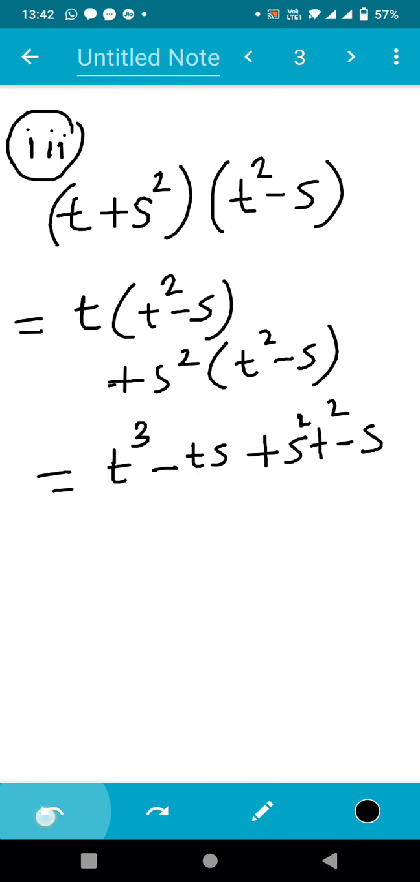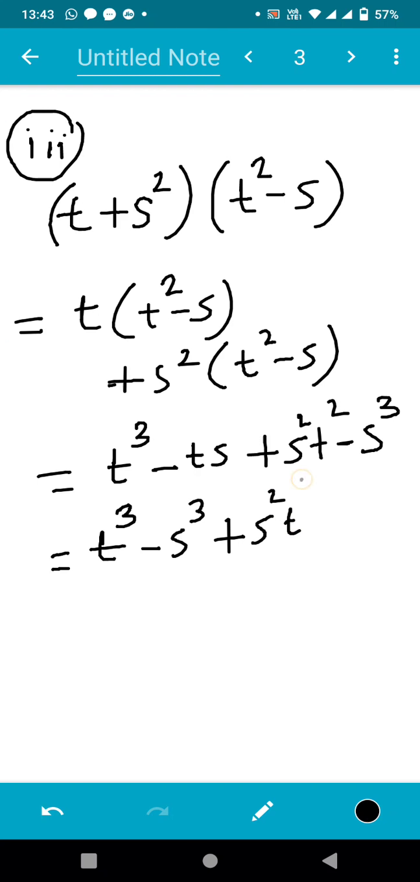Now you can give the answer in a different way also, that is, keep the exponential values in descending order, that is t cube. Then you can write s cube, because they have the highest exponential value in this expression. And then which comes next? This s squared t squared, and then you can write ts. So this is another way of giving the answer.